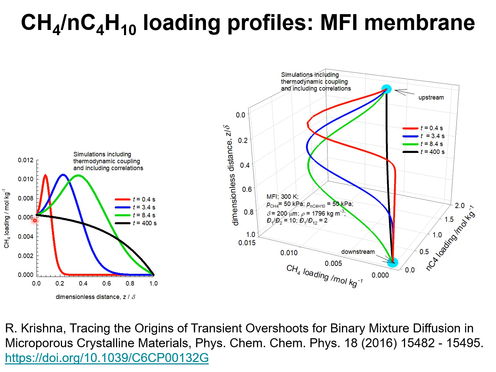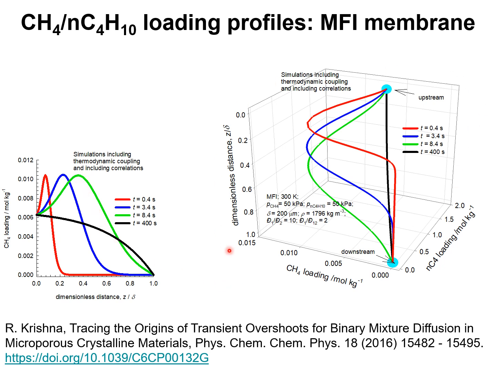We note that the methane loading overshoots the value at the upstream phase to a significant extent during early transients, and this is in line with the overshoot in the flux of methane that is observed during early transients.